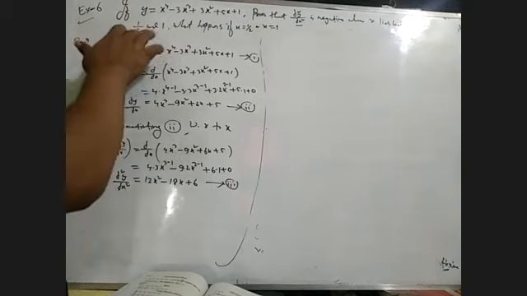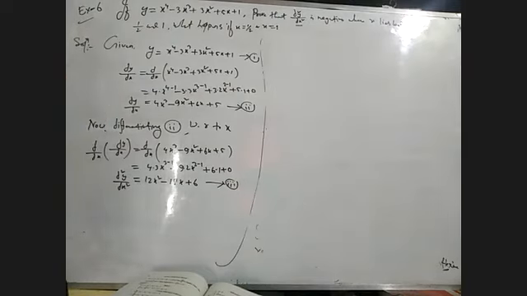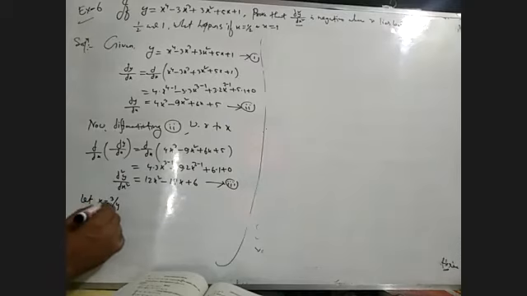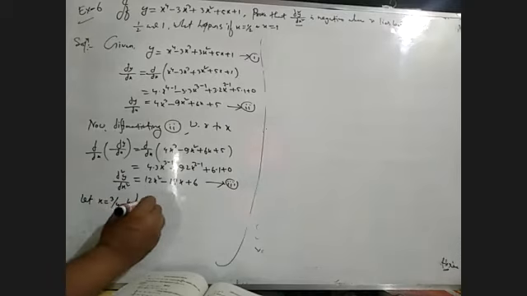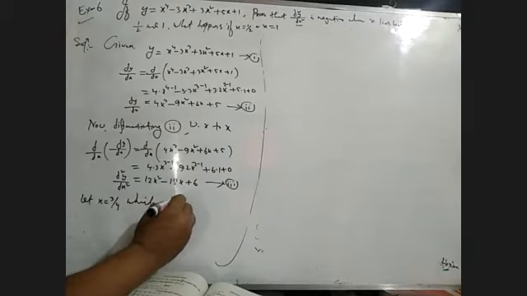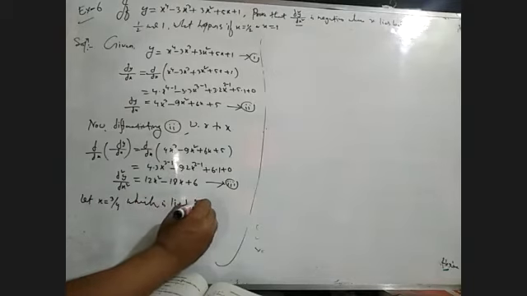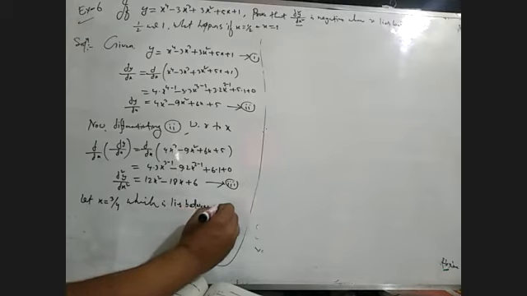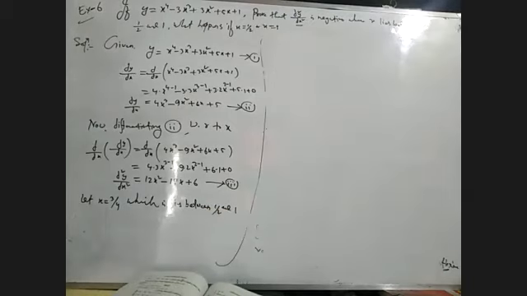Now between half and 1, actually we can consider a point like x equals 3 by 4. This 3 by 4 lies between half and 1. So if at x equals 3 by 4, which lies between half and 1, the value will be what?